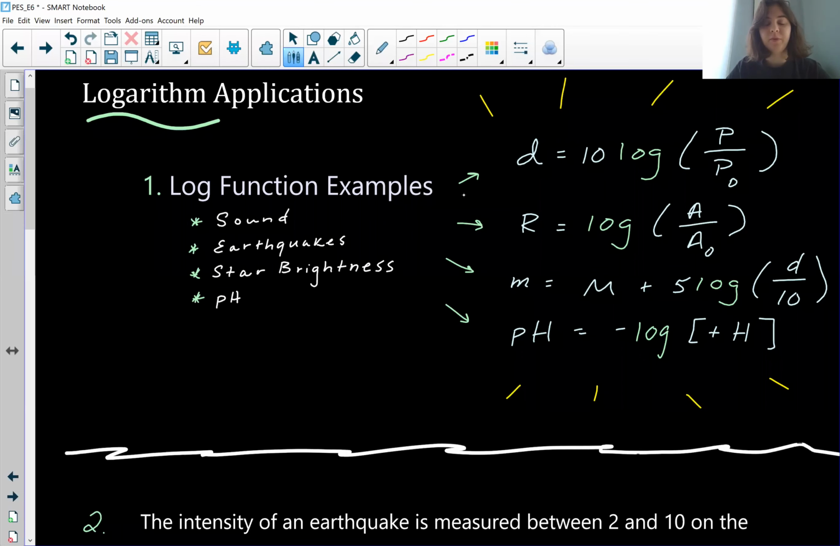So we're going to move right along into logarithm applications. And I have some examples over here on the left. So sound is a logarithm function, earthquakes, star brightness, and also pH, which we've all heard of at this point. It's just kind of the acidity of water, or any liquid for that matter. And so the equations for each of those are on the left.